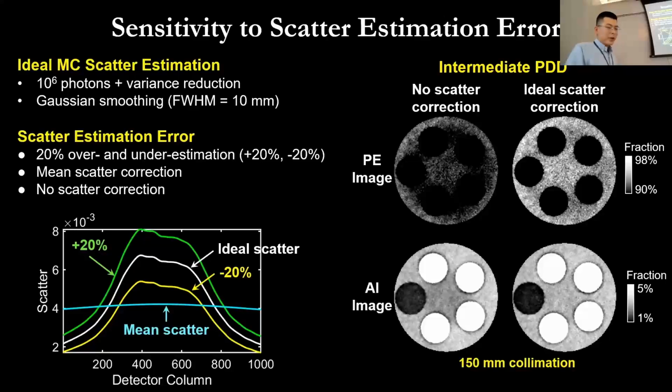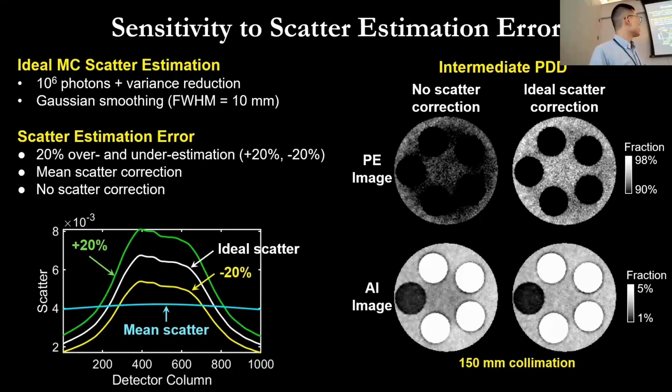The way we created this is we just blurred the ideal scatter with very wide Gaussian kernels to make it look somewhat flat. It's not a constant though, but it's closer to a constant. And of course, we also run a no scatter correction case.